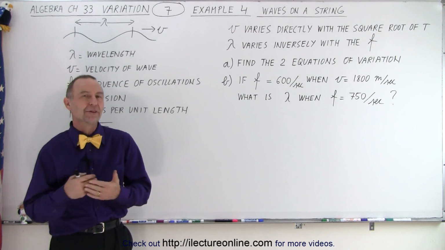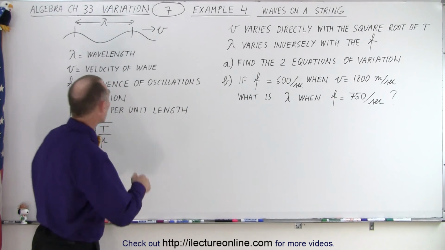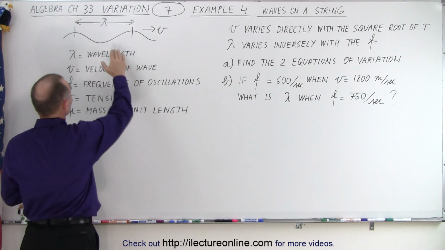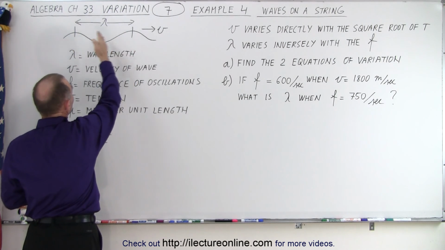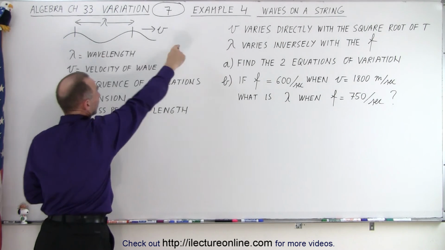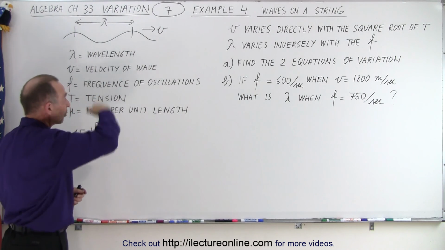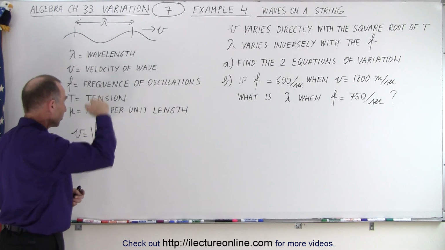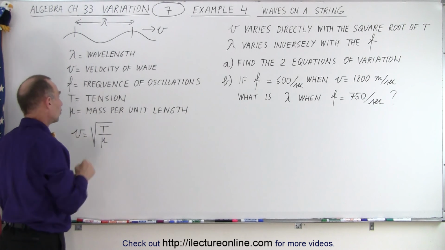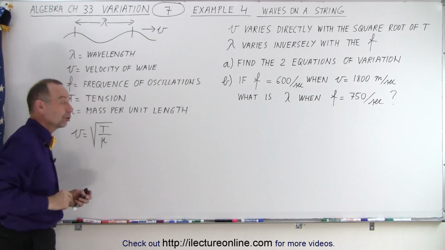Here our next example is kind of an interesting one. It deals with a wave on a string. And when we have a wave, there are different parameters. There's the wavelength, the distance between the two peaks of a wave. There's the velocity, the speed at which a wave travels. There's the frequency, the rate at which the wave goes up and down, the number of times per second. Then there's the tension in the string, and then there's the mass per unit length.